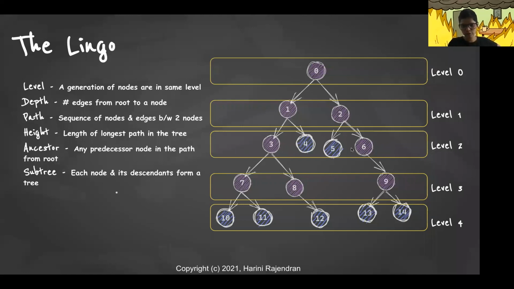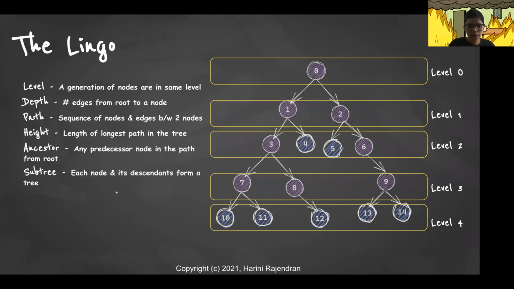this generation of nodes, which are like the grandchildren of 0, are all said to be at level 2. And any children of 3, 4, 5, and 6, all of them are said to be at level 3, and so on. So if you take one generation of nodes, all of them are said to be at the same level. So that's how we define the level of a tree.